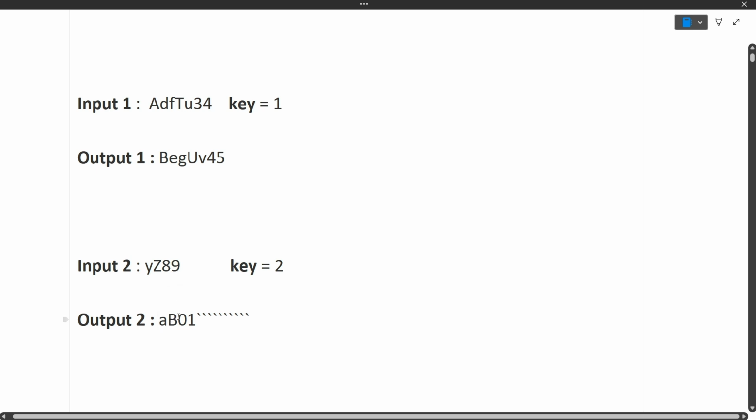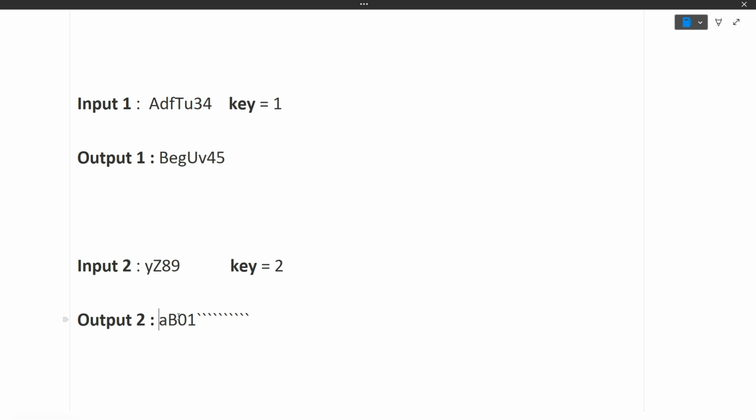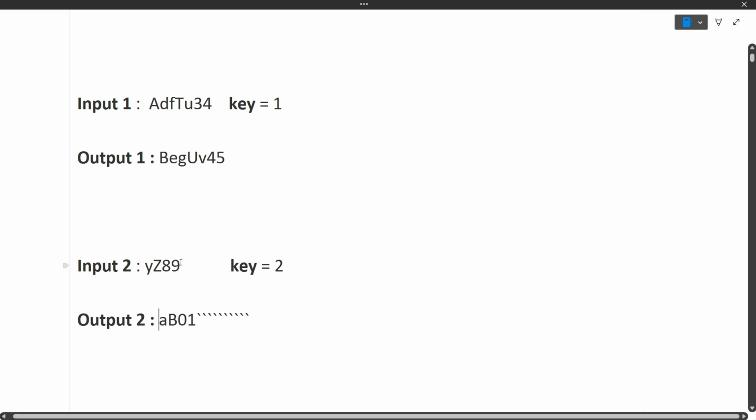8 plus 2 will be 0. Why? Because we have numbers from 0 to 9. So 8 plus 1 will be 9, and 9 plus 1 will be again 0. What will be 9 plus 2? 9 plus 1 is equal to 0, and 0 plus 1 is equal to 1. So 9 plus 2 will be 1.